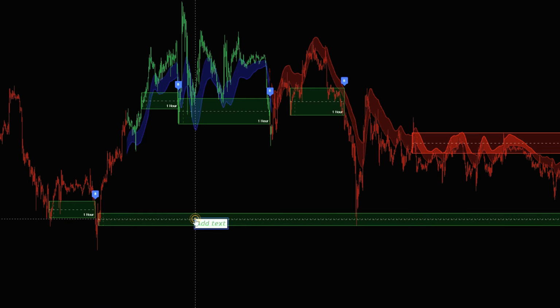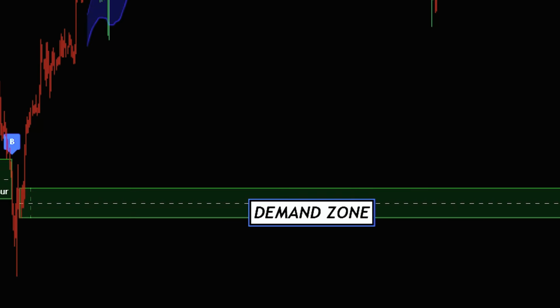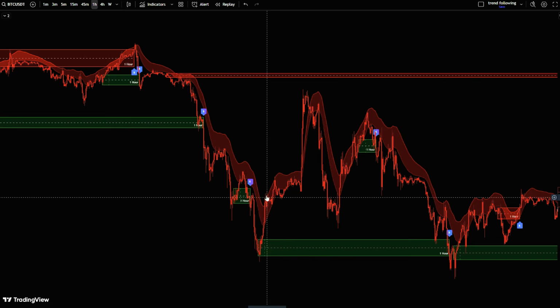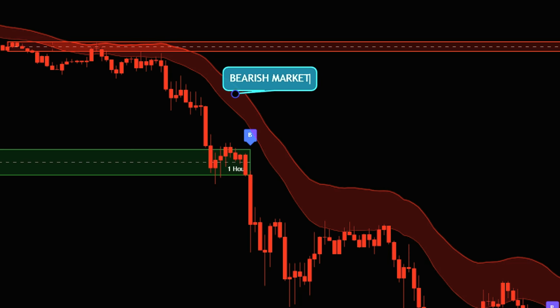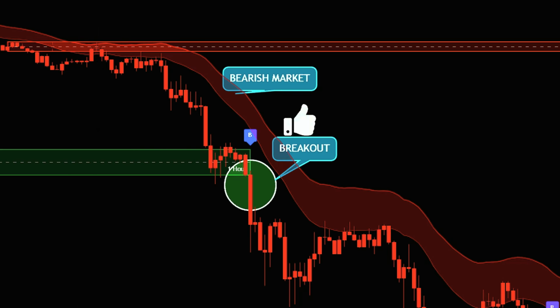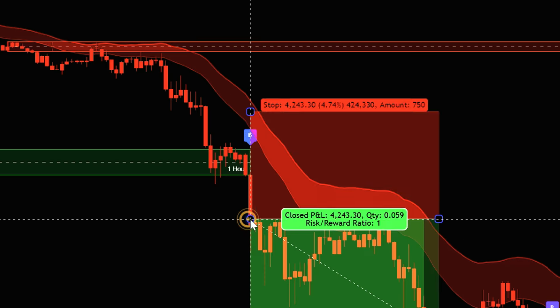Let's find another one. Here's a demand zone. We check our filter. The ribbon is red. That tells me the momentum is bearish. And look at that. We get a bearish breakout signal right on cue. Again, everything is lining up and telling one consistent story.